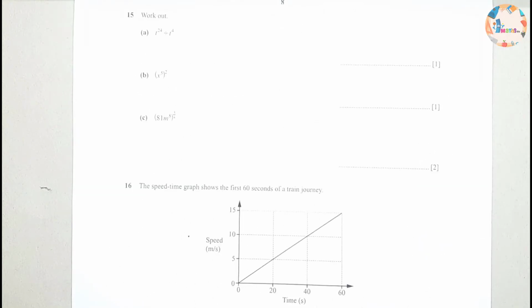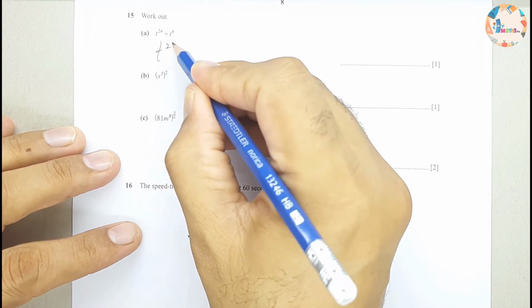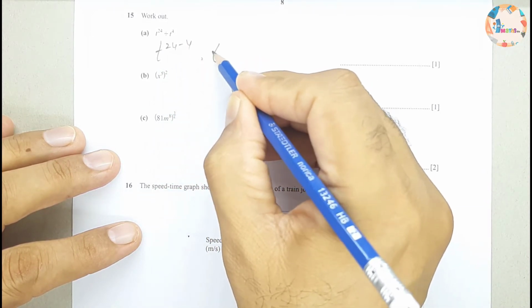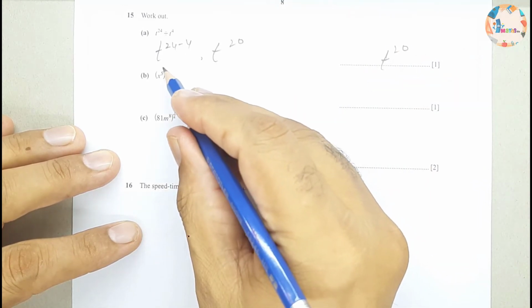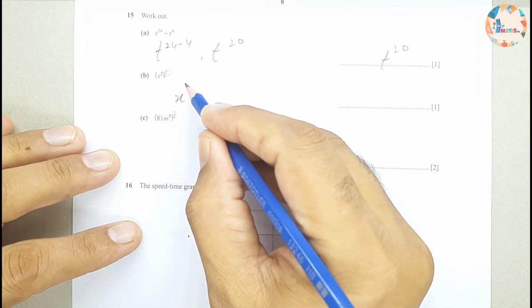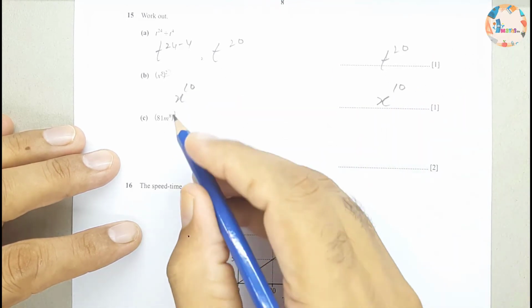Question number 15. Work out t raised to power 24 divided by t raised to power 4, basically this is power rules. So t raised to power 24 minus 4 will be equal to t raised to power 20. So this will be our answer. Then these two powers will be multiplied. X raised to power 5 into 2 will be 10. So x raised to the power 10.